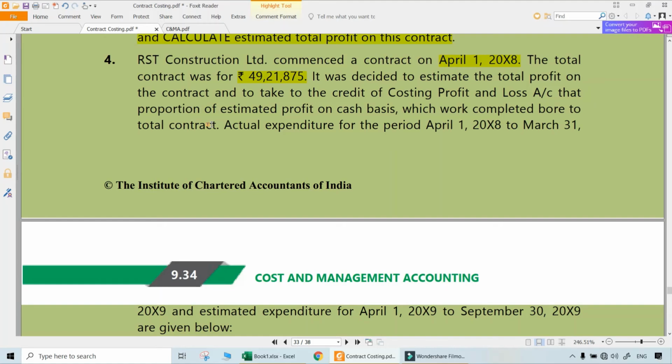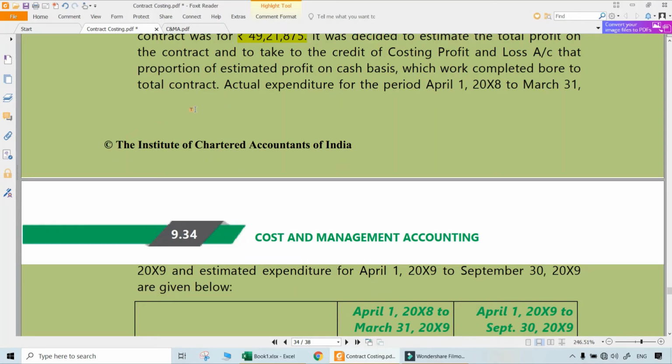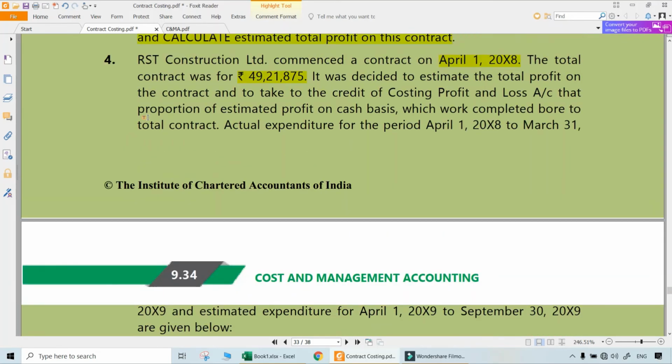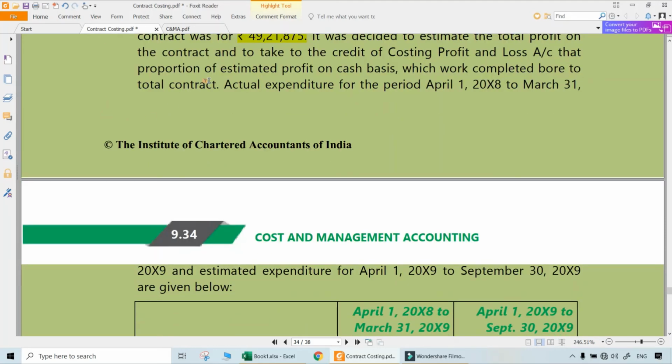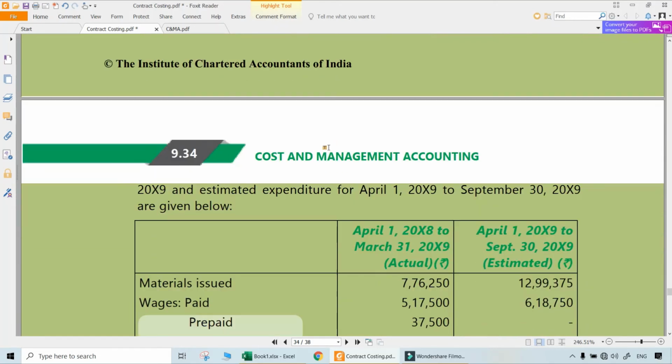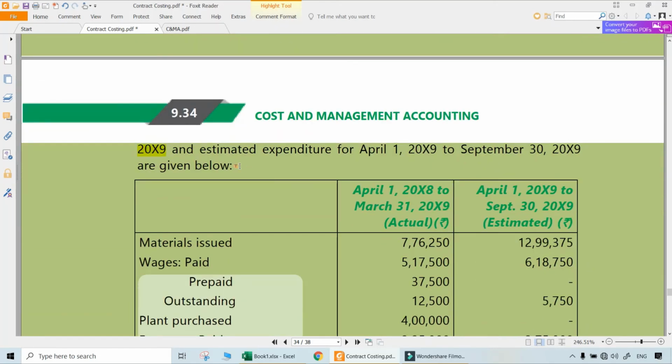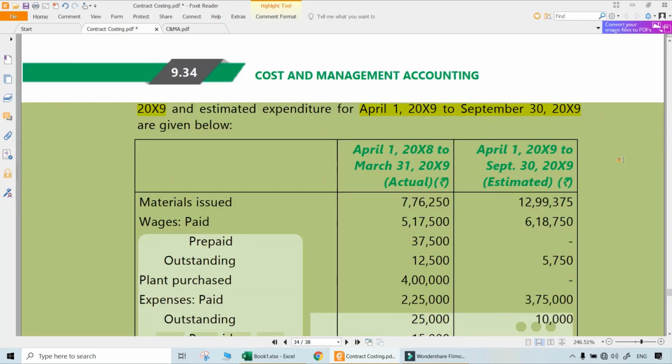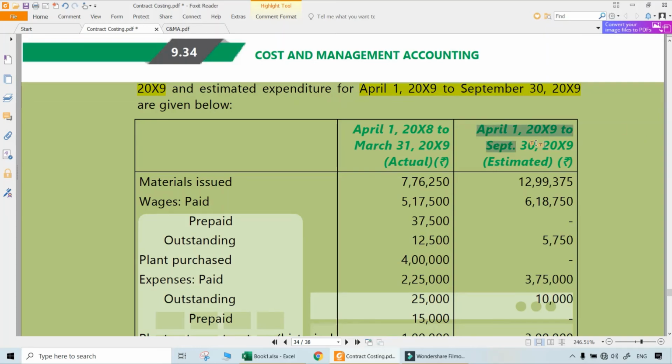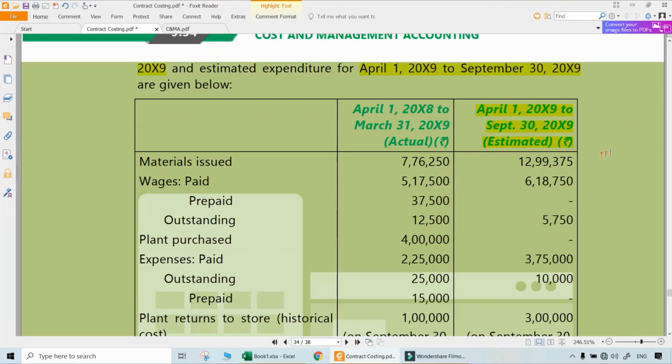Here our main job is to find out the notional profit if the work has already been done, and estimated profit for the future. In general, how much to be taken to P&L account is not generally the scope now. Earlier it was, but not now. So here the actual expenditure is given for the period year completely 2008-9, we can say. For that actual expenditure, same like earlier question, and estimated expenditure for April 2009 to September 30th 2009 is given. So here the estimated is given only for a period of 6 months. Earlier question it was 9 months, here it is 6 months. Remaining things are more or less the same.